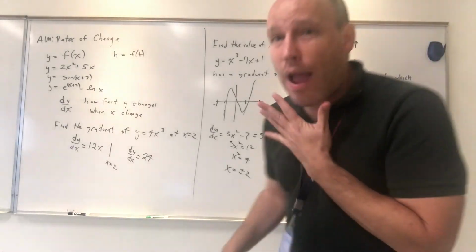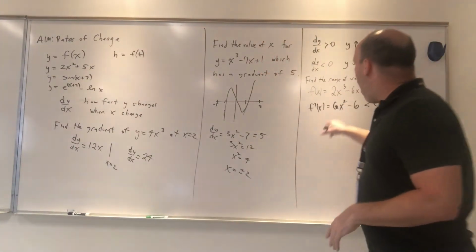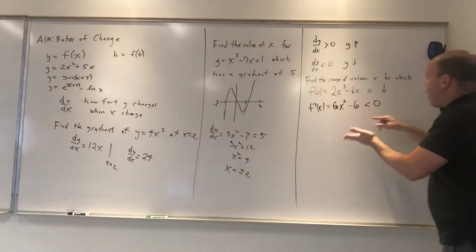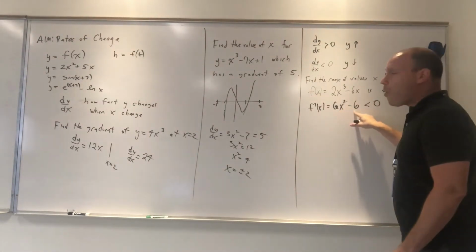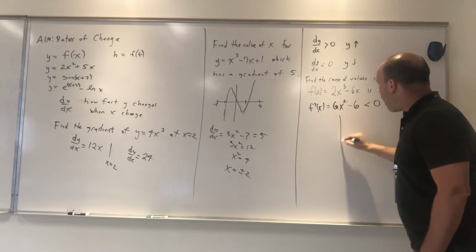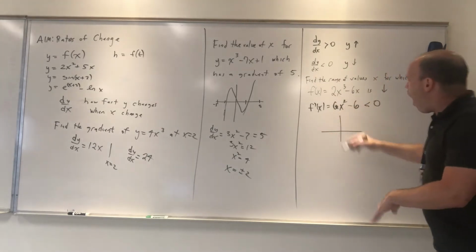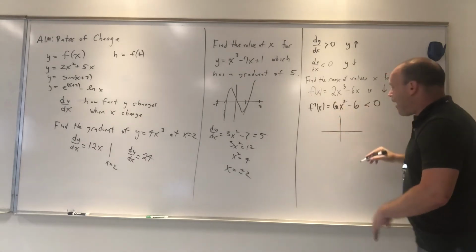Personally, the way I would do this is I would do a sketch. Well, you don't have to do a sketch because I know this is a parabola. So I know it kind of looks like this. I know it crosses the x-axis at 2 points.